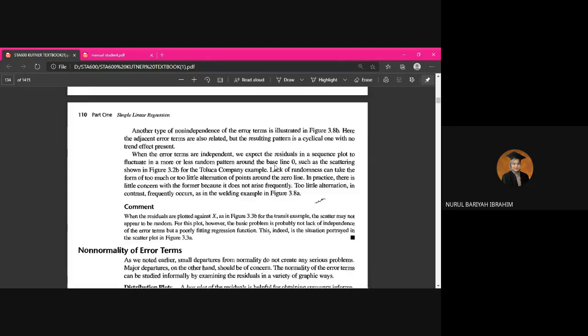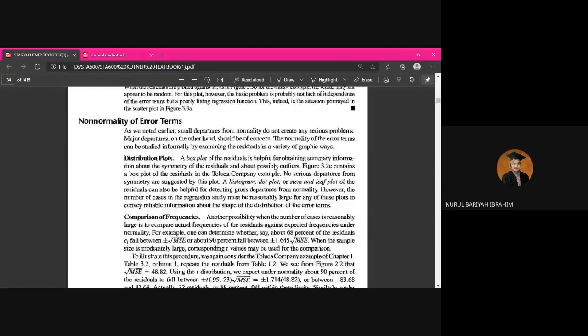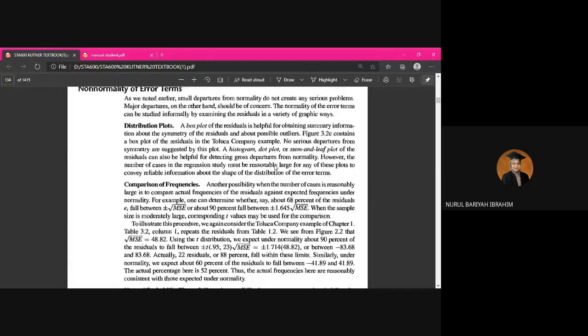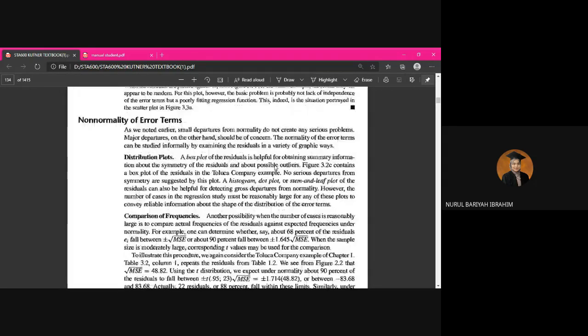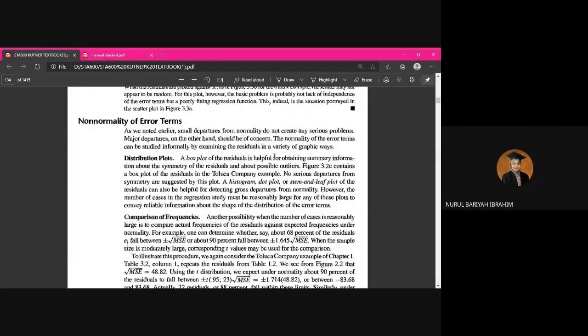Okay. So what I want to focus on today is non-normality of the error terms. Actually we have several ways to check for the non-normality of the error terms. The residual should be normal. We want to check this.